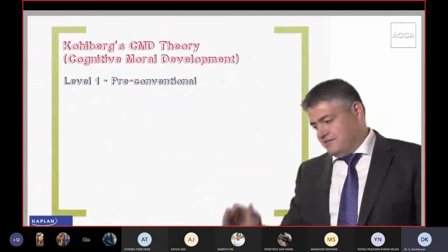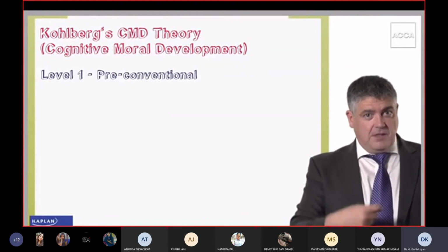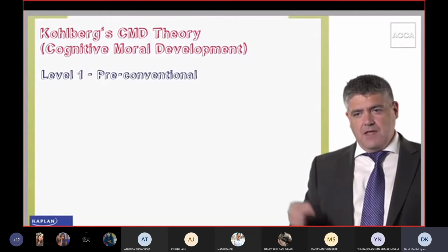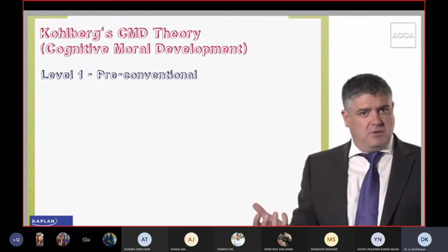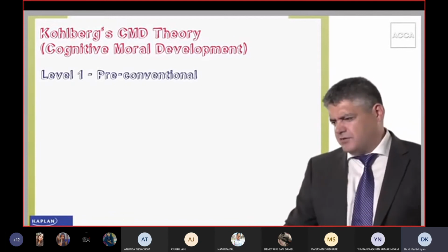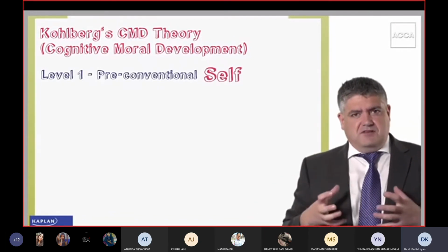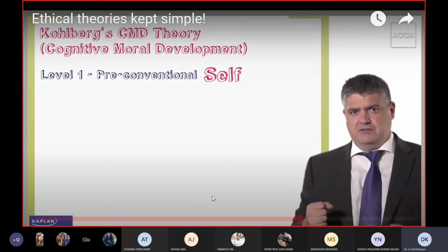In terms of Kohlberg, the theory provides 3 levels: the pre-conventional level, the conventional level, and the post-conventional level. I put a word or a couple of words for each level just to give us a signpost, especially for questions. With the pre-conventional level, I think of self, someone who's reasoning at this level 1, pre-conventional level.